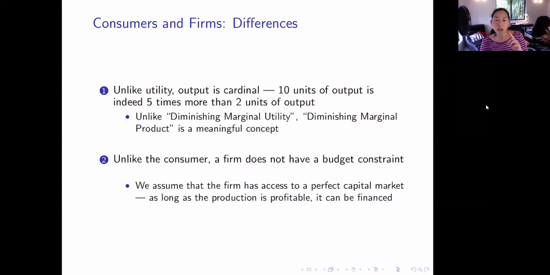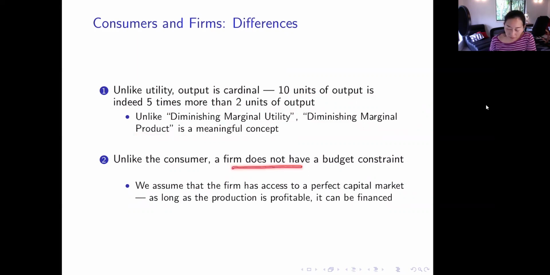Unlike utility, output is cardinal, not ordinal. Utility is ordinal, so the numbers of utility actually are not meaningful. Whereas for the output in the producer's problem, it's meaningful, it's cardinal. So 10 units of output, we know what it means by 10 units of output. So 10 units of output is indeed 5 times more than 2 units of output. And also the diminishing marginal utility versus the diminishing marginal product, right?